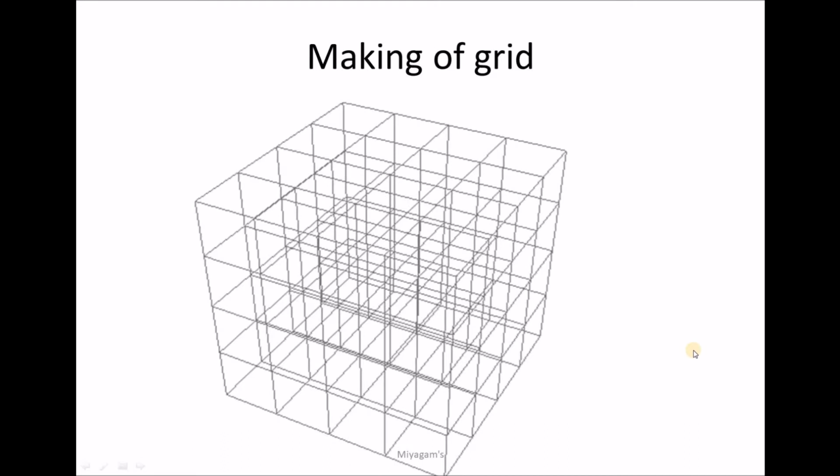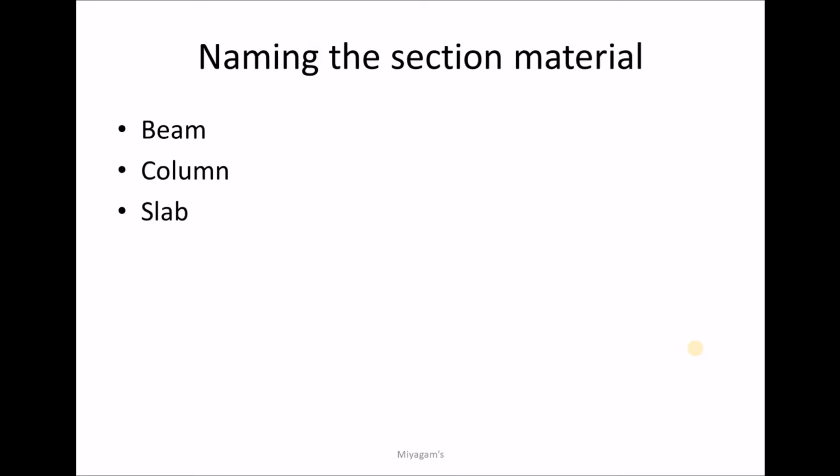This is the first step to go towards it. Now I will discuss the steps regarding it, so we will get the idea of what we are going through. First of all, we will make a grid according to the plan which we have to analyze. So making the grid like this, then naming the section material. There are basically three section materials that I want to design, that is beam, column and slab.